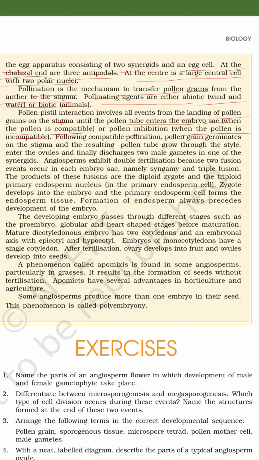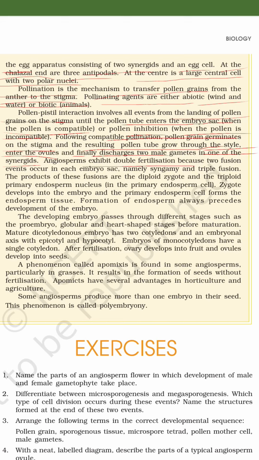Following compatible pollination, the pollen grain germinates on the stigma and the resulting pollen tube grows through the style, enters the ovule, and finally discharges two male gametes in one of the synergids.